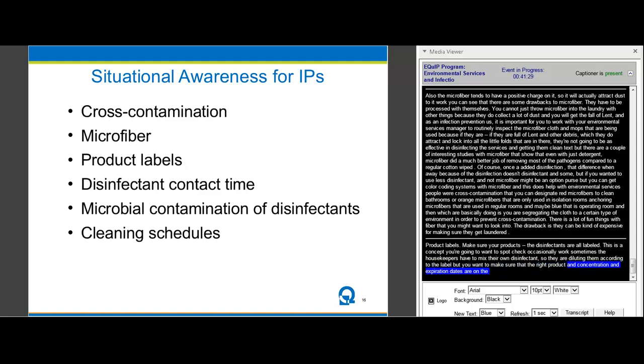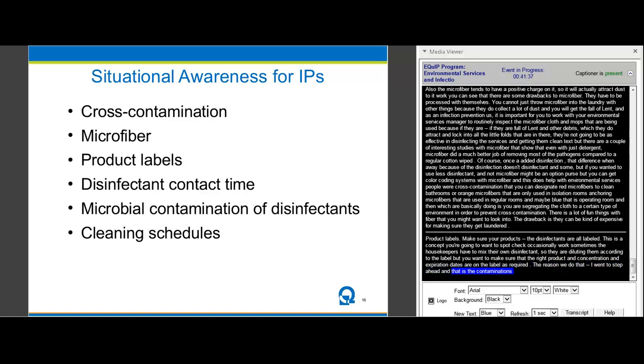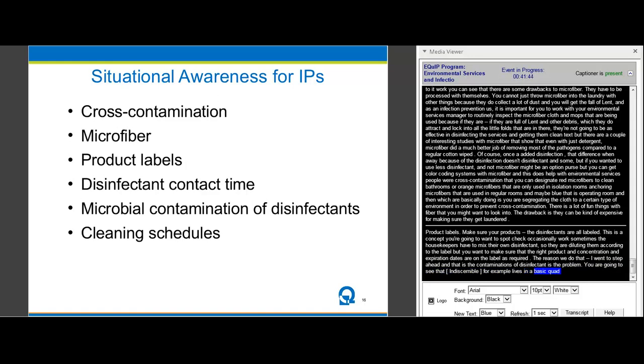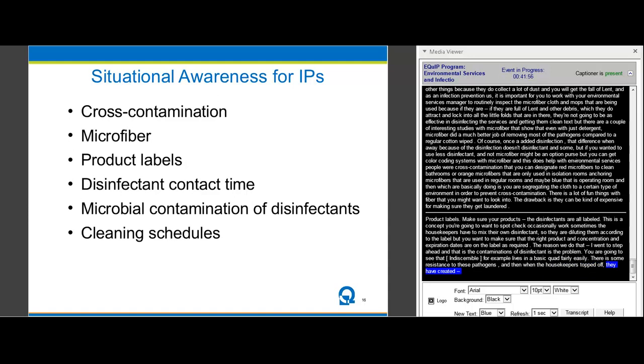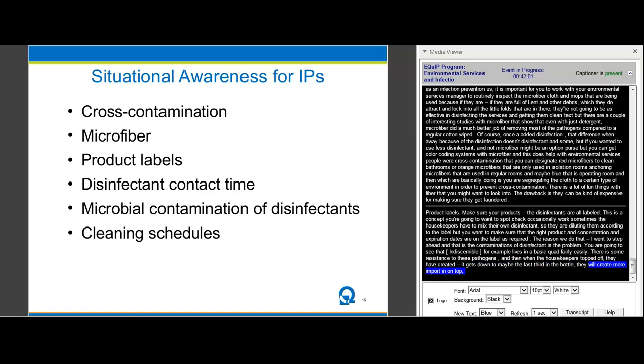The reason we do that, and I'm going to skip ahead here to one bullet, is that the contamination of disinfectants is a major problem. So you're going to see that Pseudomonas, for example, lives in a basic quat fairly easily. So there's some resistance to these pathogens. And then when the housekeepers top off, maybe it gets down to the last third in the bottle, they'll go create some more and they'll just pour it in on top. But if that lower third is contaminated, now you've just contaminated the entire bottle by topping off.